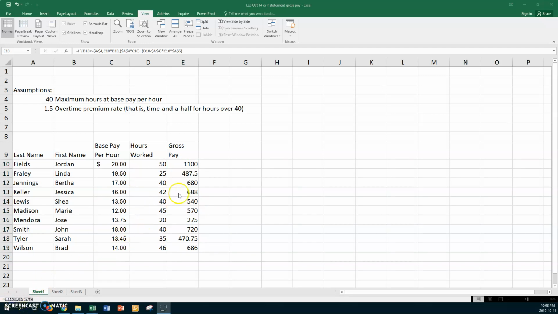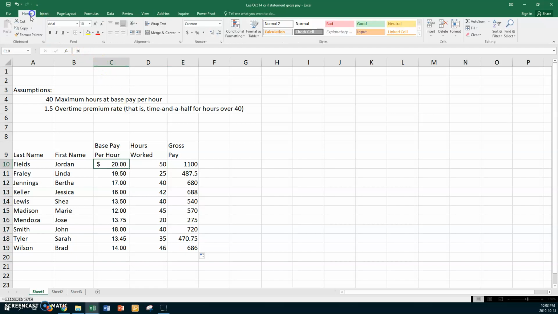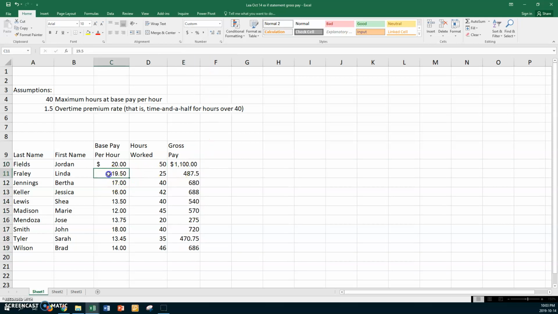Now we'll use your paintbrush here and format this so that it reads properly. Double click here, then pick this one up, double click on your paintbrush, and paint down.